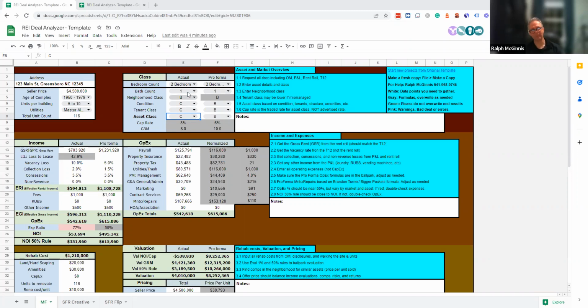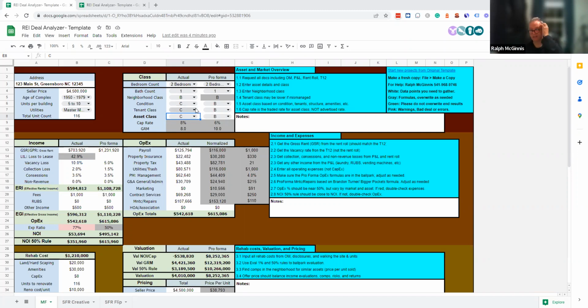But all of these build up to what the asset class is. You have your neighborhood class, which may or may not match the actual property, right? So you can have a higher end neighborhood, but the property isn't as high end as the neighborhood. That's a good find because you can always upgrade the property, but you can't realistically upgrade the neighborhood unless you buy the whole neighborhood, right? So you never get a property that's above the neighborhood, but you can get a property that's below the neighborhood. The condition of the property, is it well maintained? Is it kind of falling apart? That makes a difference in the class as well.